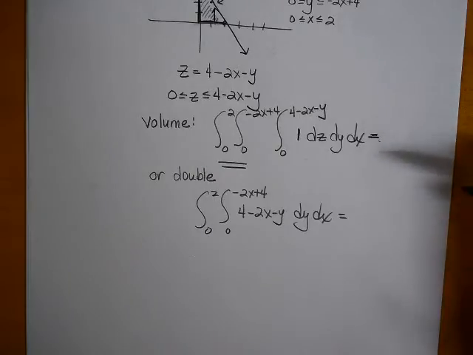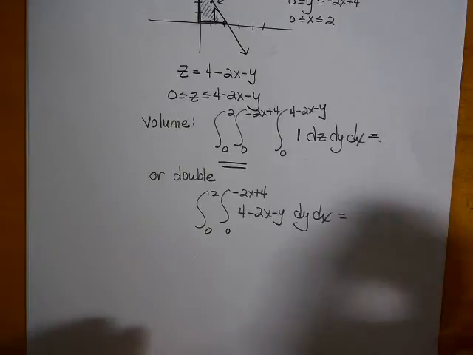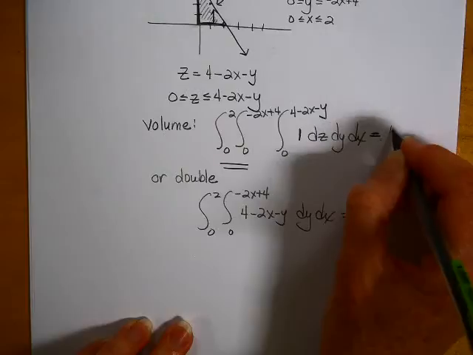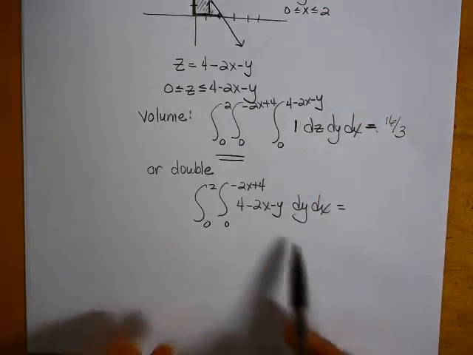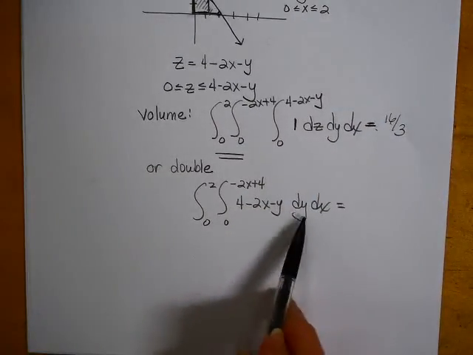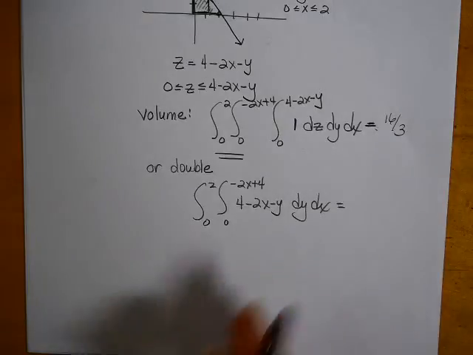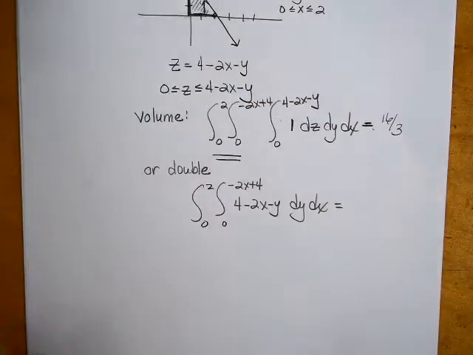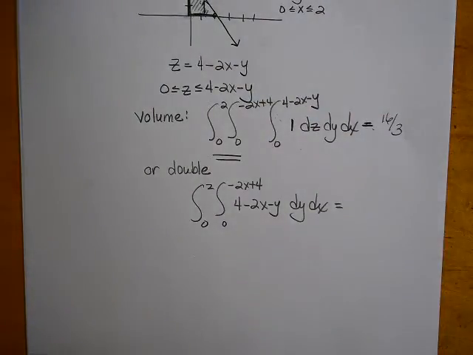Okay. Tori, what'd you get on that one? 16 over 3. 16 over 3, and you should get 16 over 3 for this one too. Remember, this is not the problem. This was the problem for this section. I guess you can check yourself. You certainly could.